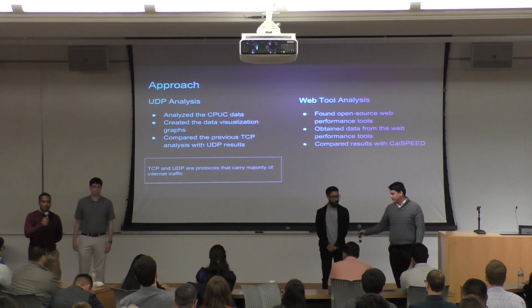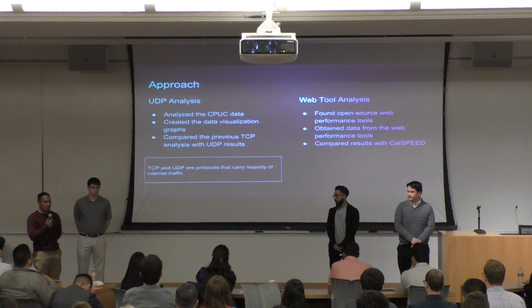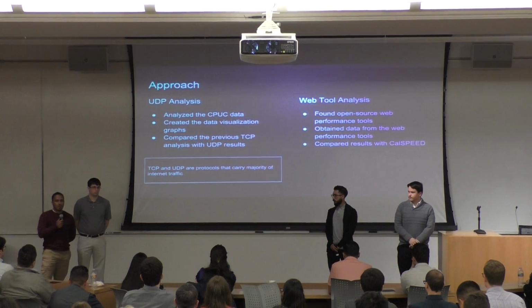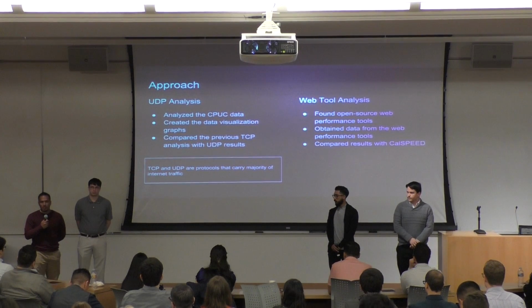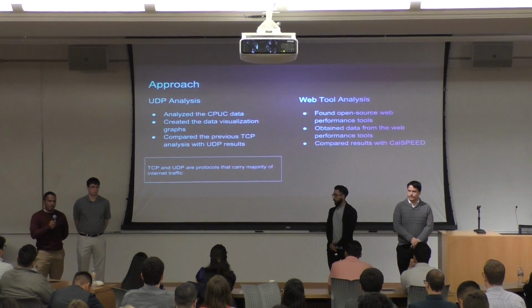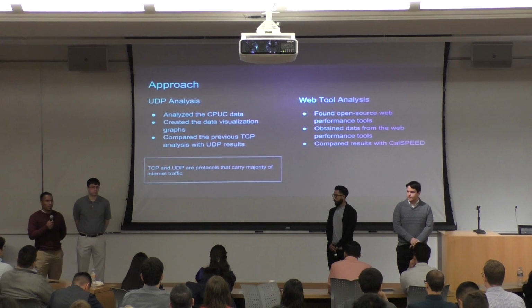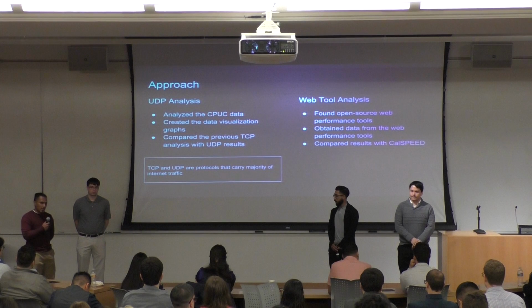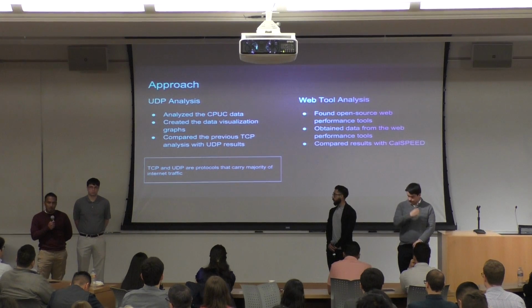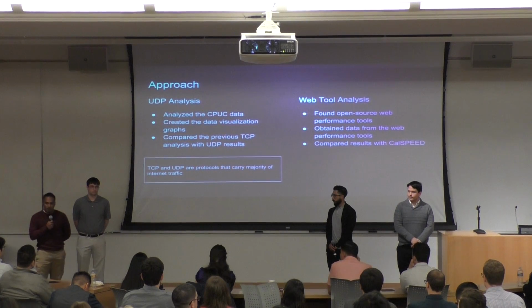So that takes us to the approach. Since we had a 2-part structure, we decided to split up our group into 2 teams. For the UDP analysis part, we first went ahead and cleaned all the CPUC data that we had already collected. Once we had that collected and cleaned, we went ahead and created graphs that showed visual representations of what we had as results. Once we had that done, we went ahead and compared our graphs to the TCP graphs collected from last semester to determine the performance of the software providers.